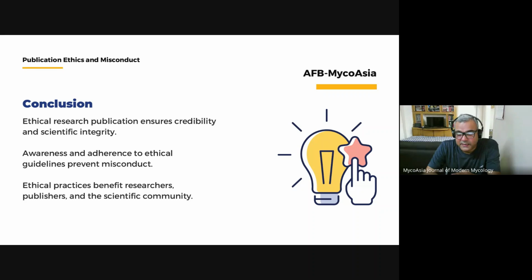So, as a young researcher, please try to avoid any issues of publication misconduct. Awareness is important. Once you are aware of the issues, please adhere to the ethical guidelines. And overall, if you follow publication ethics, it will benefit the researchers, publishers, and the whole scientific community.